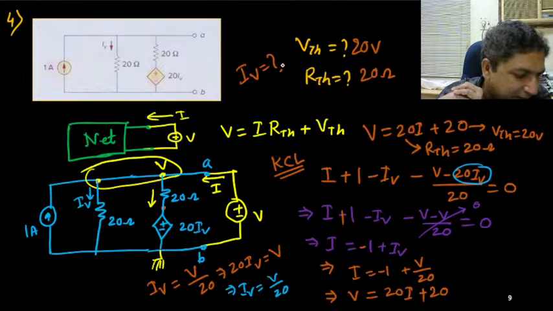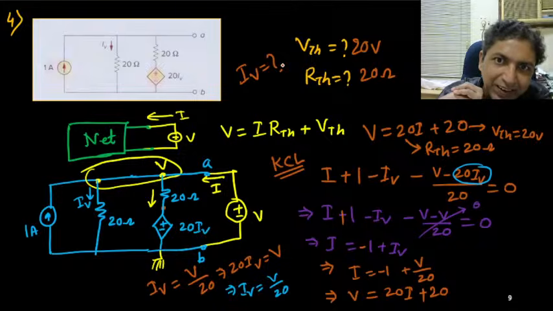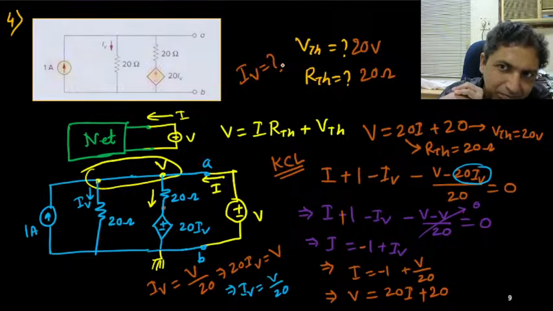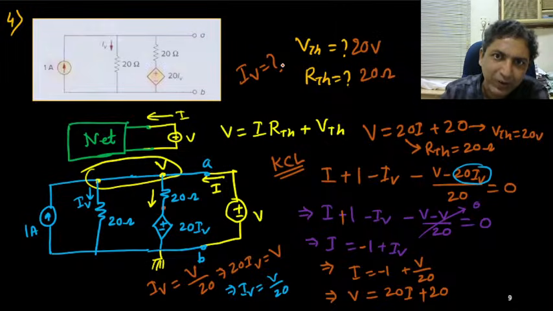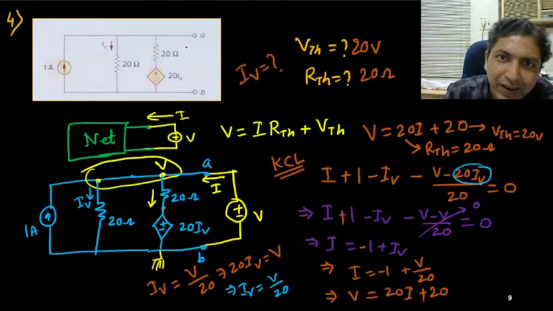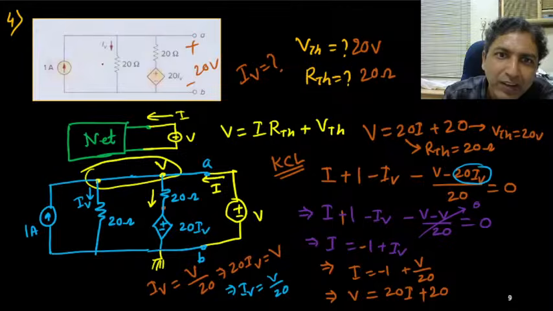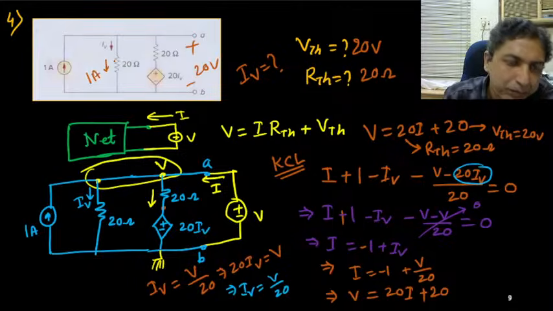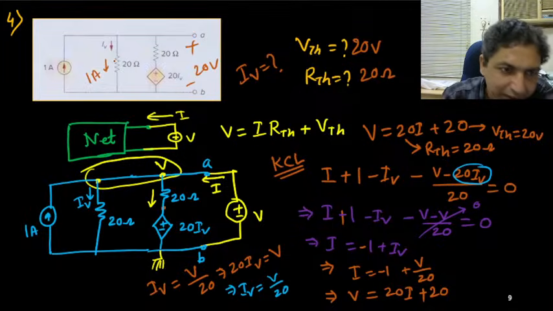Is correct, exactly correct, because in the open circuit condition, VTH is nothing but VOC. So at the A and B terminals, when it is open, the potential is 20 volt. That is the meaning of Thevenin voltage. So under open circuit condition, this potential is 20 volt. So if it is 20 volt, the current is, see, 20 by 20 is 1 ampere. Is absolutely correct.